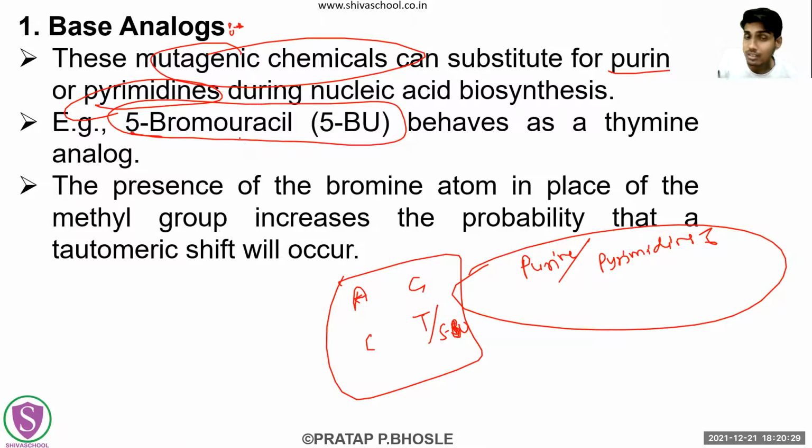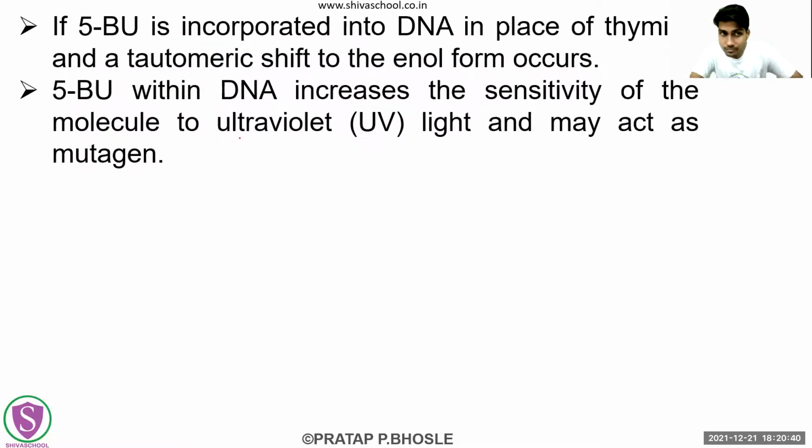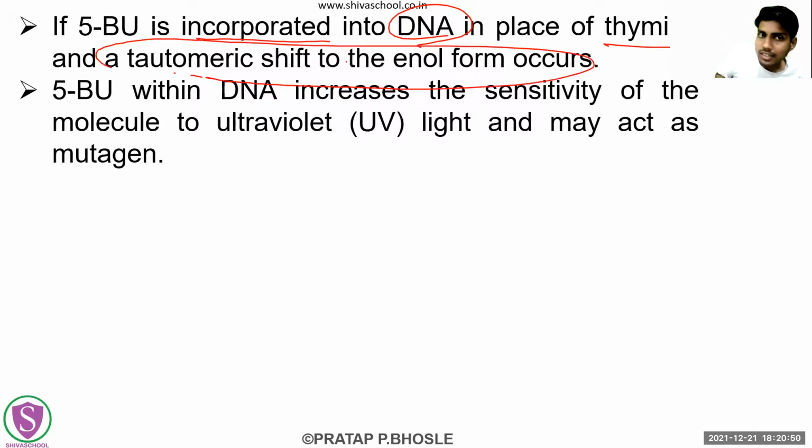Okay, now whenever that will happen, जब भी ऐसा होगा, whenever the cell will utilize this 5-bromouracil as a replacement for the thymine, obviously there will be certain problems. Now those problems will be what? Those problems will be nothing but what? Mutations. वो क्या होगी? Mutations. Right. So whenever this 5-bromouracil is incorporated into the DNA in place of thymine, okay, it creates what? A tautomeric shift to the enol form occurs. Now the problems will be there now. So this is the problem.